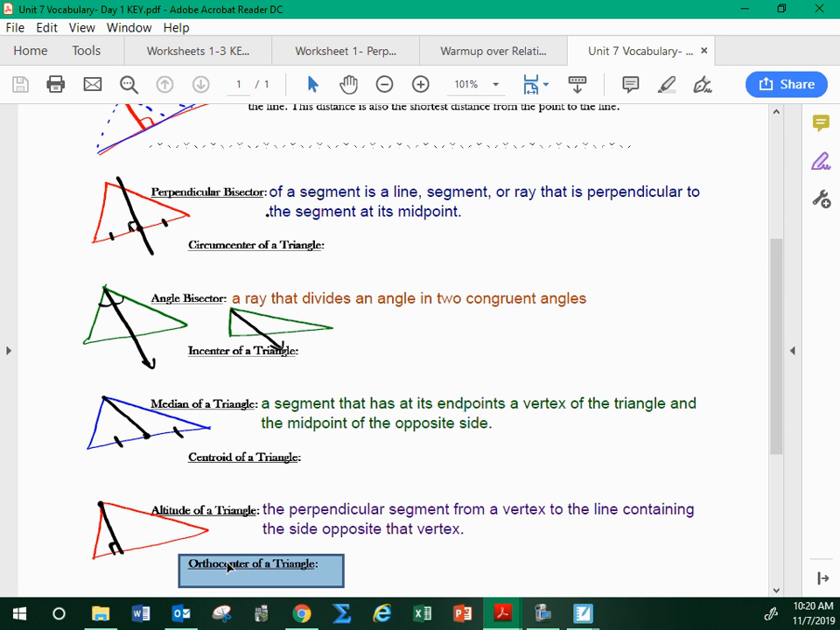Okay. So we have circumcenter, incenter, centroid, and orthocenter. Now, like I said, this unit has a lot of vocab, and this is a great unit to have flashcards with because you need to know not only what the terms mean, but which terms go with which other terms.